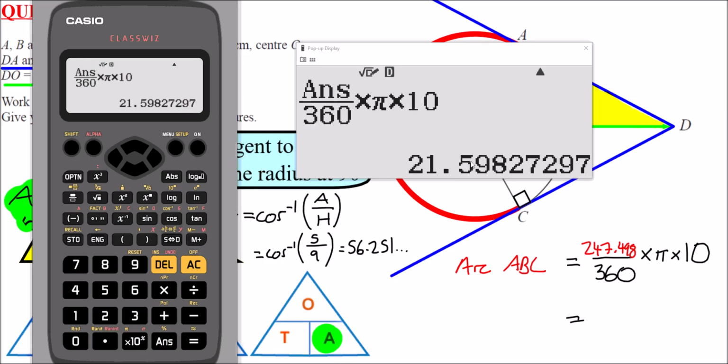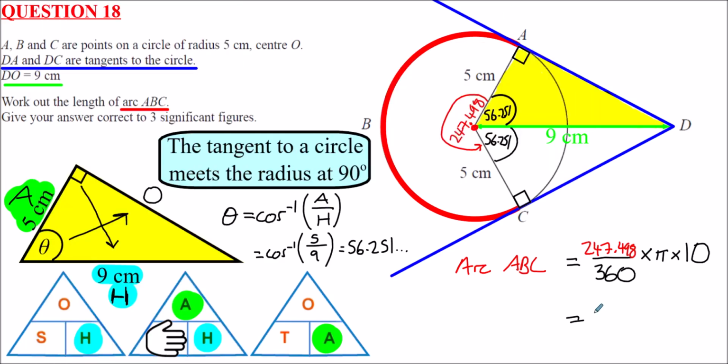So it's 21.6, correct to 3 significant figures. 21.6 centimetres, and then we're done. Quite a tricky question, that one. That's question 18 for you.